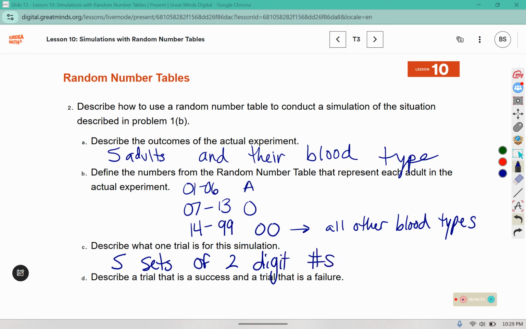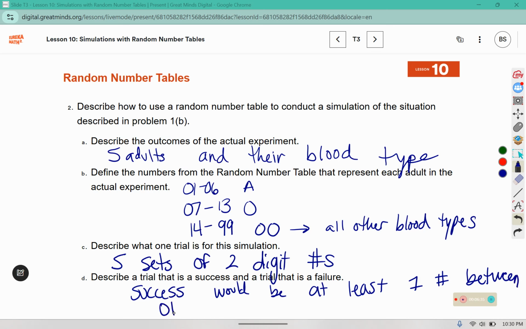Describe a trial that is a success and a trial that is a failure. A success would be at least one number between 01 and 13. And a failure would be all values in the list of 5, because remember we're doing 5 sets, are 14 to 99 or 00.